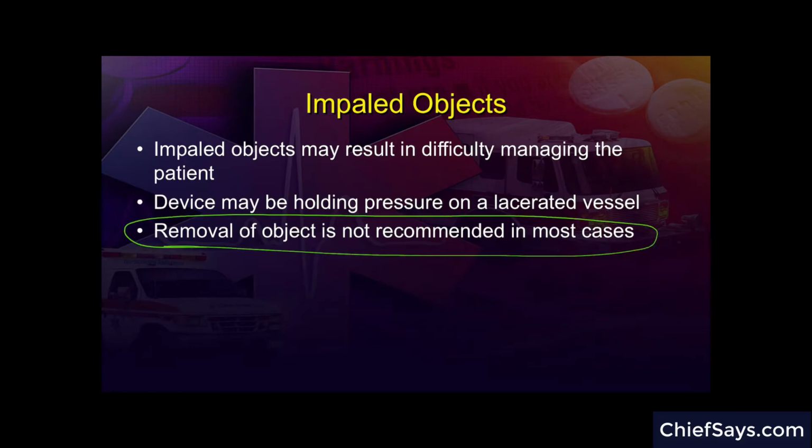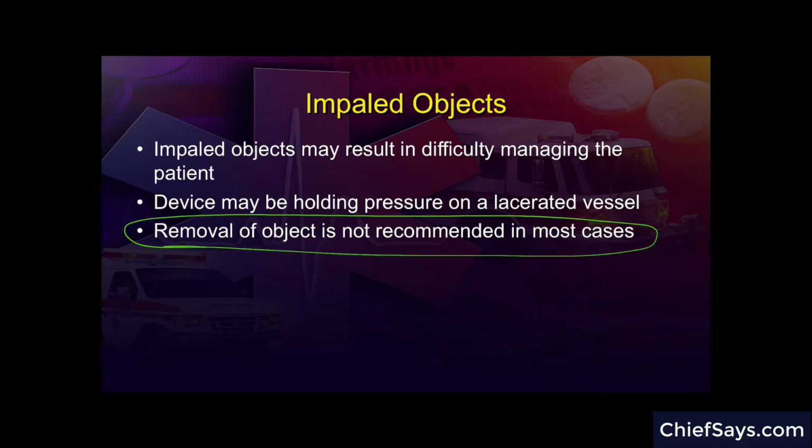In some cases, it's not necessarily removing the object, it's removing the person from the object, like those that were maybe ejected from a vehicle and then impaled onto a fence post. We're not necessarily going to remove the patient from the fence post. We're going to remove the fence post and take it with, probably impaled in the patient. So what are the conditions in which we can remove an impaled object?